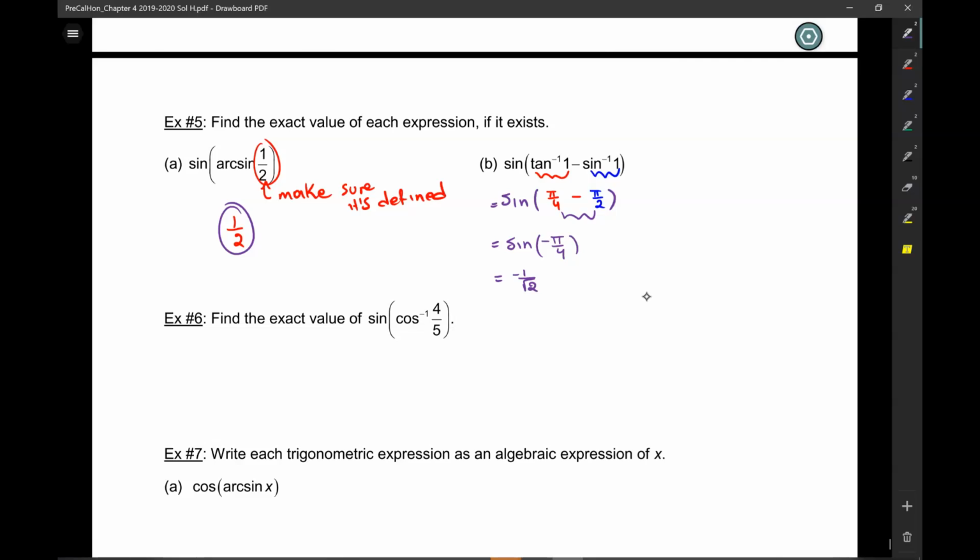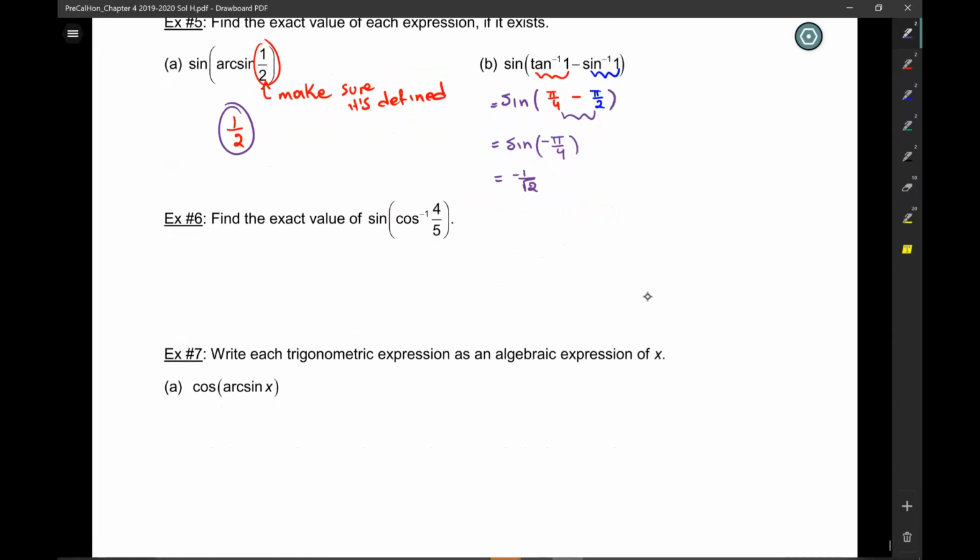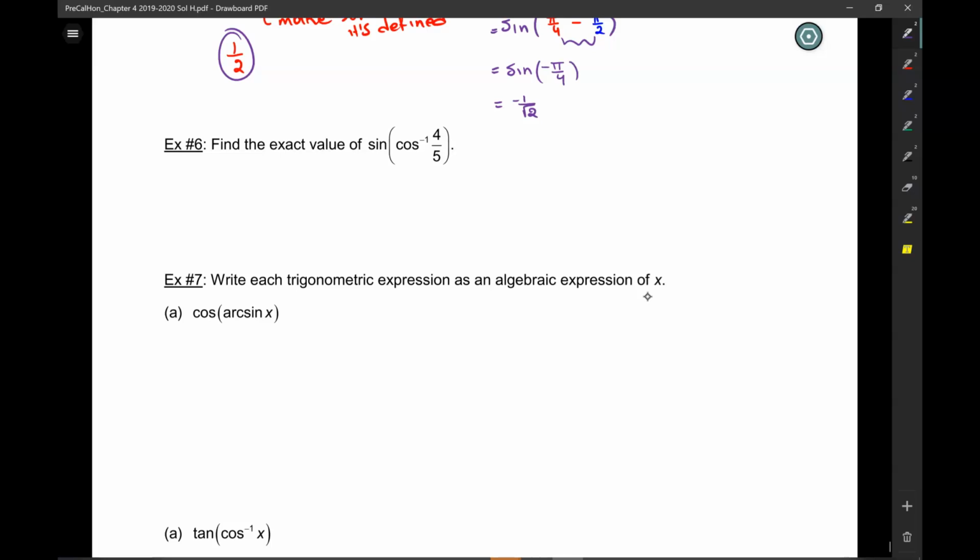But for this one, look. This one here is not inverse sine, so we're not bound to quadrants. This is like everywhere. Now here, I have sine of inverse cosine. These can't go away. Right? These can't go away. So it means I have to start from the inside.